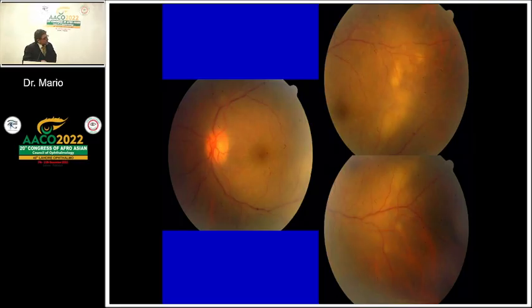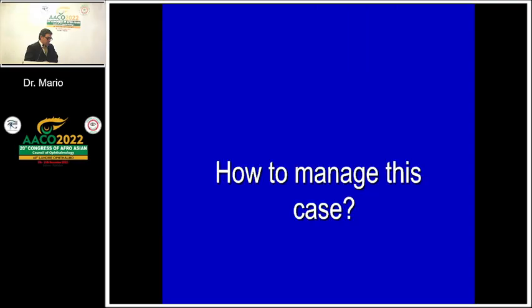It's a pity that the image we have on the screen is really very different. But anyway, we see these white lesions, irregular, spread along the retina, and we didn't know. Actually, we didn't know what to do with this patient.